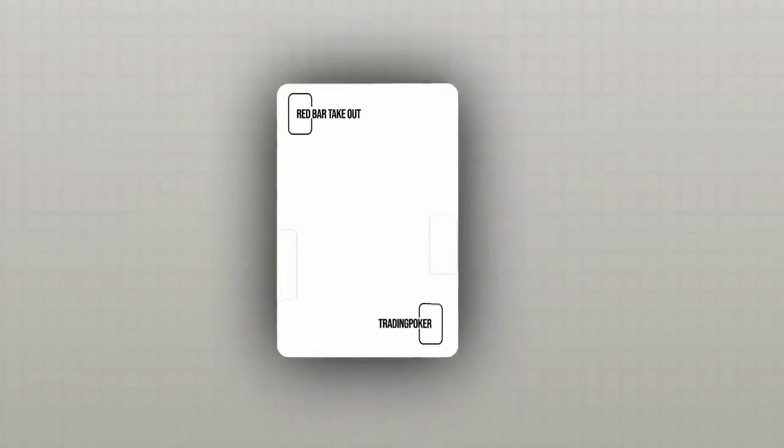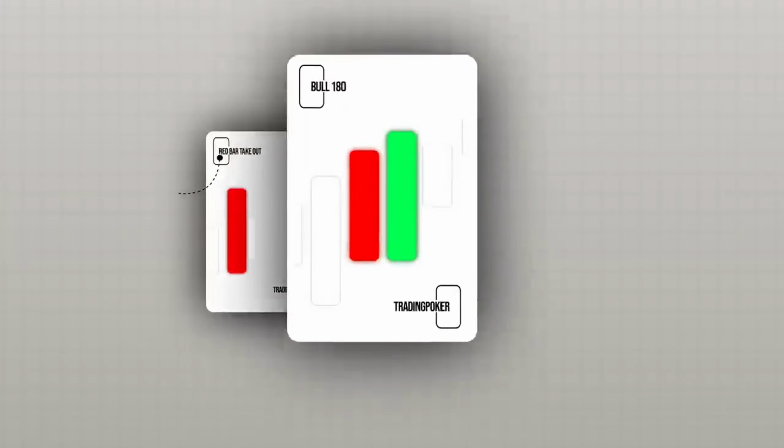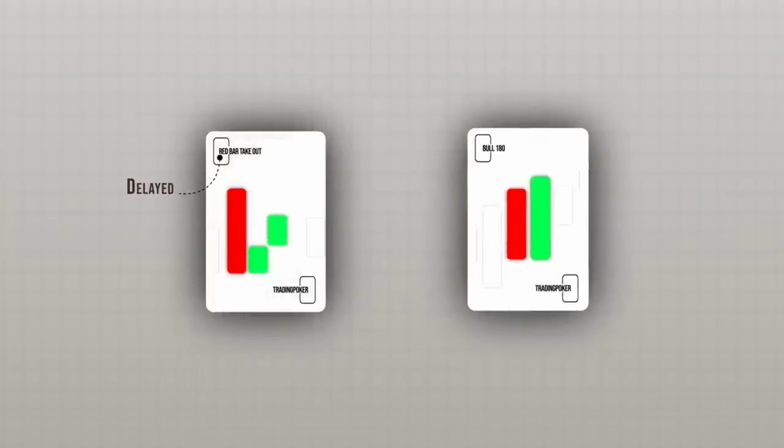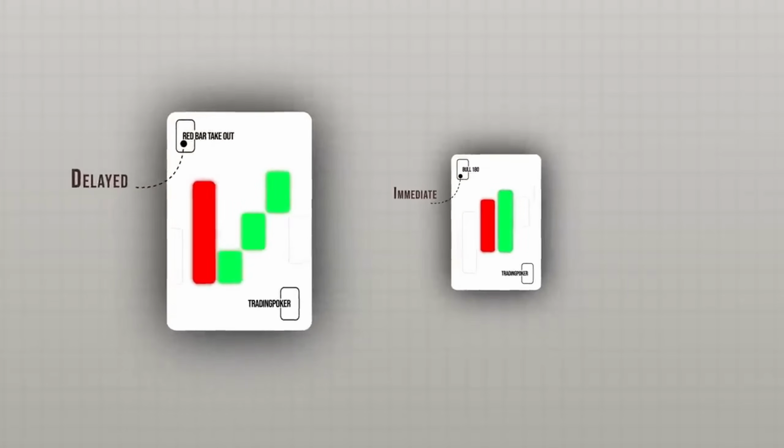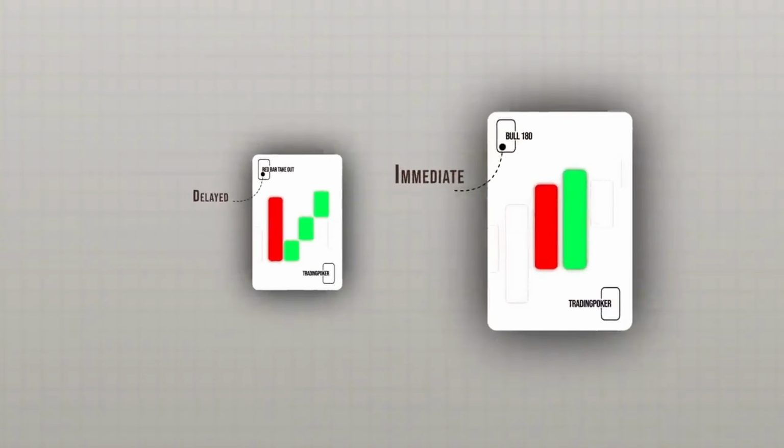So the way you look at this is immediate and this is delayed, but they're accomplishing the same thing and they're both powerful. On many occasions, the delayed sometimes can be a bit more powerful. But when it comes to the Bull 180, the immediate velocity and power of just punching red in the face so hard, I like the 180s better.